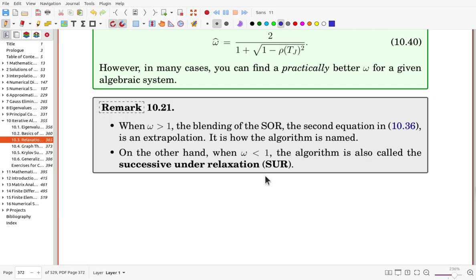Extrapolation is trying to jump a little bit farther. However, once you are doing interpolation, it is a sort of pulling down, dragging in a sense, so that it is under-relaxation. So the algorithm is also called successive under-relaxation.